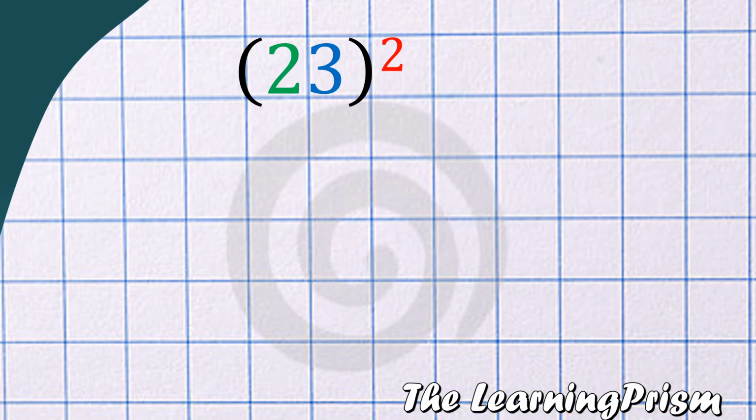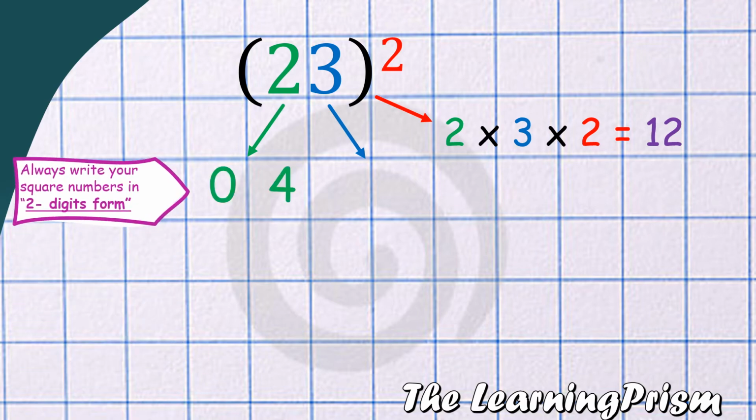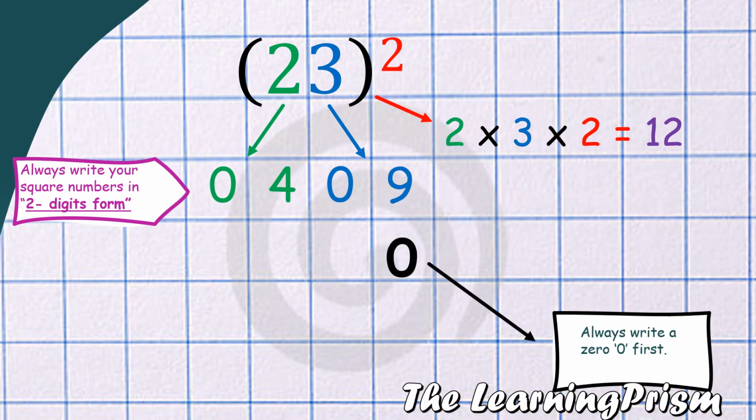In this example, we need to find the square of 23. So the first thing you need to do is to multiply all the numbers you can see on the screen. So I can see 2, 3 and 2. So 2 multiplied by 3 multiplied by 2 is equal to 12. Now the next step is we would write the square of the numbers inside the bracket in two digits form. So the square of 2 is 4, but we will write as 0, 4. And the square of 3 is 9, but we will write it as 0, 9. The next step is to write a 0 first, and then we will write our product of three numbers, which is 12 in this case.